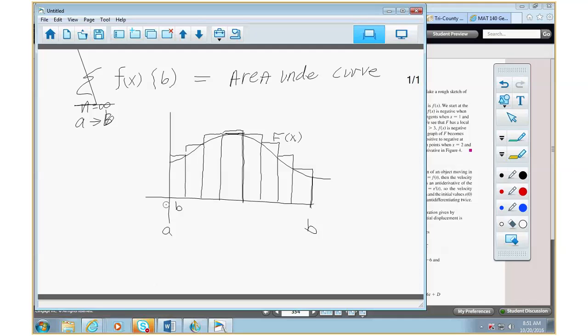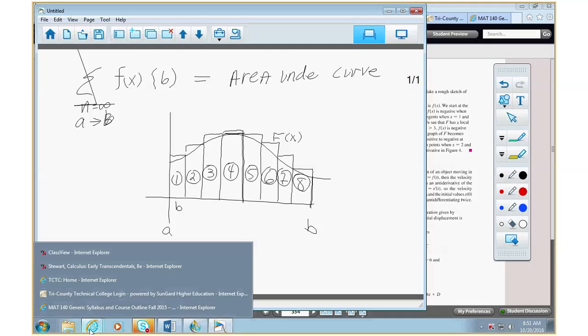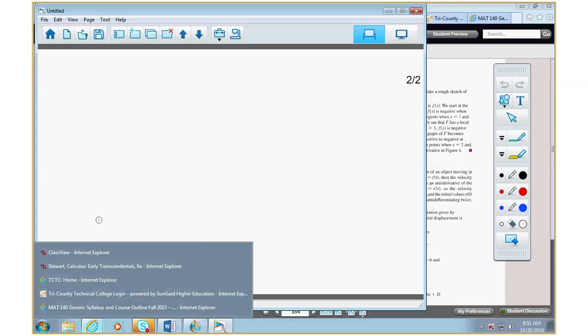And you're going to take this one, that's the first one. You're going to add the second one, the third one, the fourth one, fifth one, sixth one, seventh one, and the eighth. And you're going to add them all together. That's right in this here. Okay. Now, the antiderivative gives you the area under the curve.